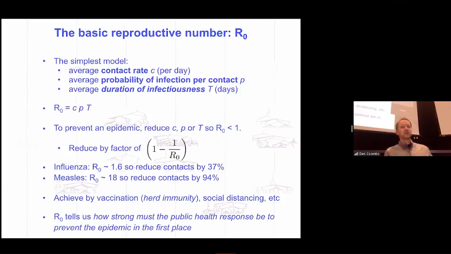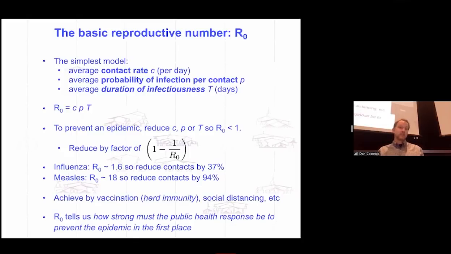Okay, so in the case of influenza, if you want to stop an influenza epidemic, you could potentially quarantine 37% of everybody who's susceptible to influenza. That might be something that you could consider doing on a short-term basis. In the case of measles, the R naught is 18, so you would have to reduce the contacts down by 94%. That's virtually impossible. So the only way that you can really reduce the R naught that much is by vaccinating a large number of people against measles.